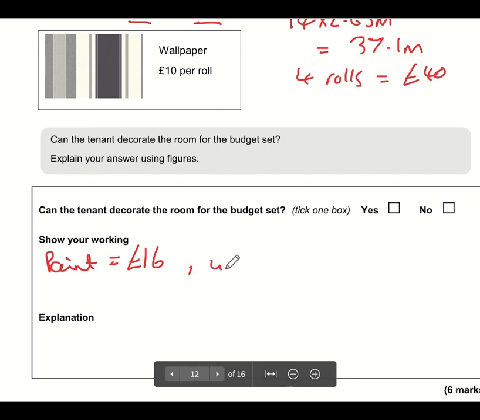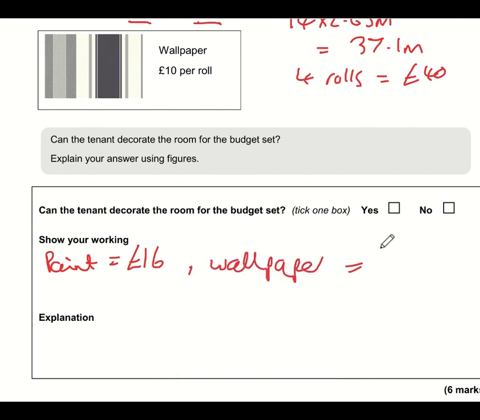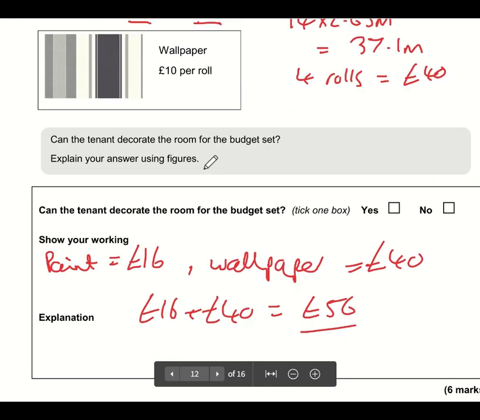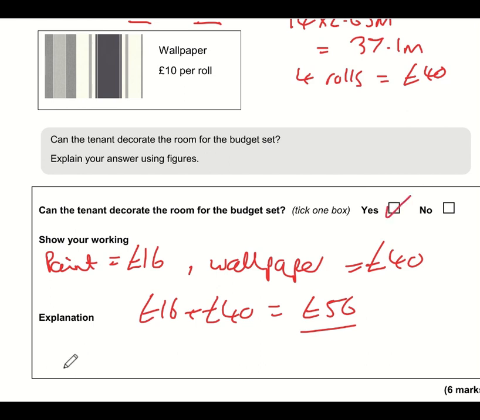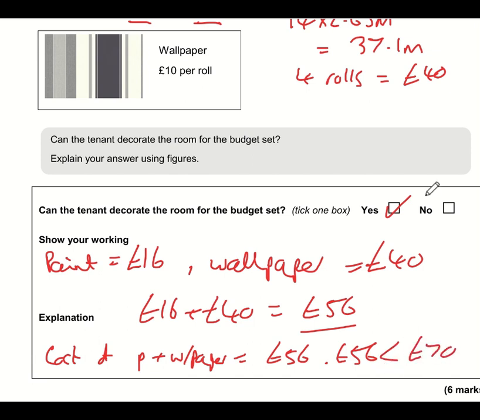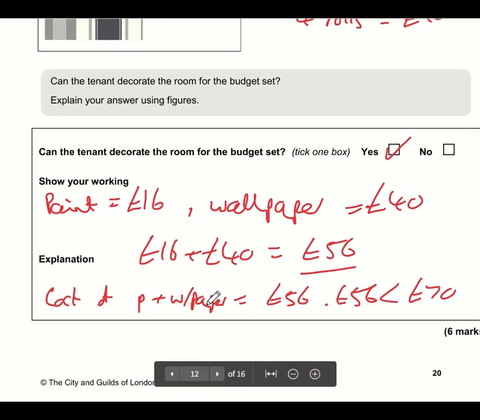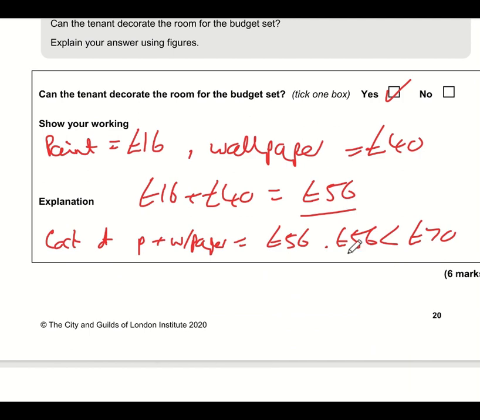So paint is 16, the wallpaper is 40, 16 plus 40 is £56. And so I forgot what the budget was. So the budget was £75. So can the tenant decorate the room for the budget set? Yes. Cost of paint plus wallpaper is £56, and £56, that is less than £75. Okay, so lots of fairly tricky calculations. That's what you're really being examined on, rather than this sort of waffly statement at the end. But as I say, quite a tricky question, that one.